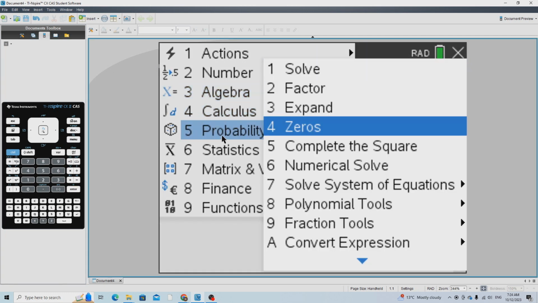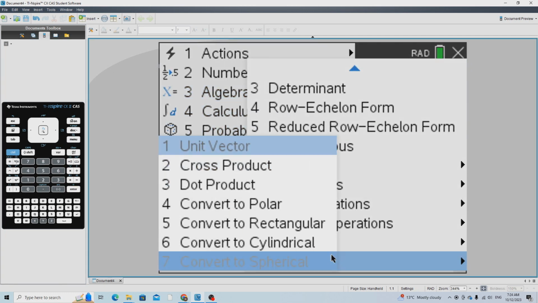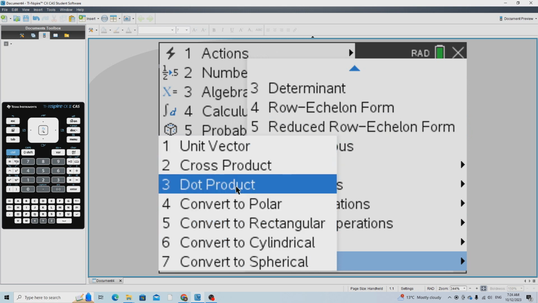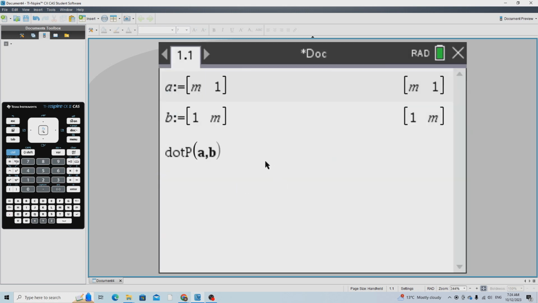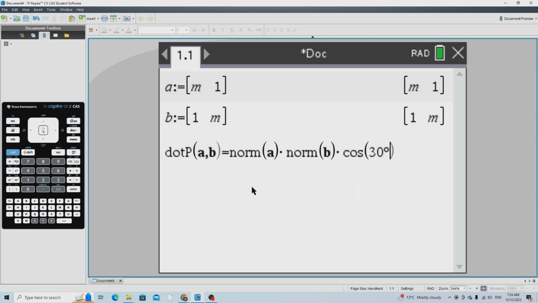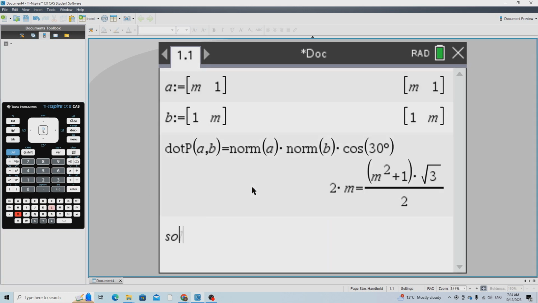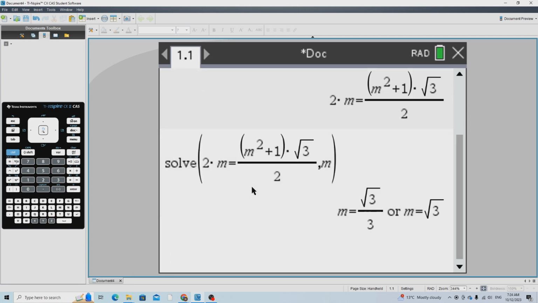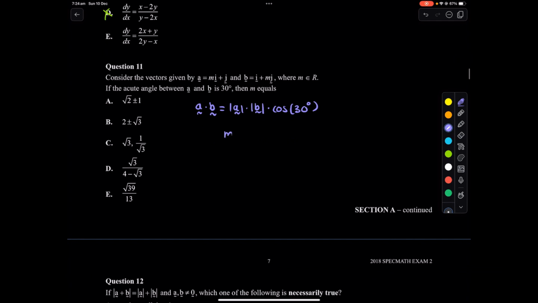Okay. And so, we want the dot product. So, using matrices and vectors, the dot product of A and B should equal the magnitude, which we call the norm of A, times the norm of B, times cos 30 degrees. So we put 30, put the degree sign, enter, and we get this, and we solve, enter, comma, M, and we get two values. Let's write those values down. M is equal to √3/3. M is equal to √3.